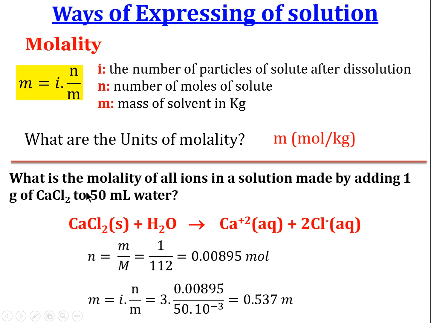And in this example, we have 50 ml, we have a volume. But since the density of water is equal to 1, 50 ml is equal to 50 grams. And in this case, the mass of water in kilogram equals 50 times 10 to the minus 3 kilogram. So the molality is equal to 0.537 molal, or 0.537 mole per kilogram.